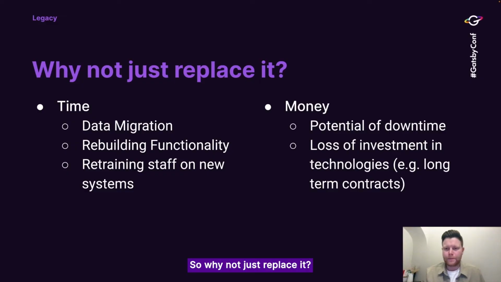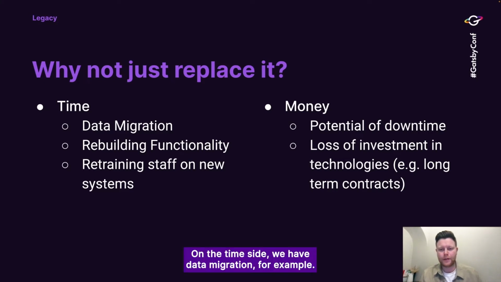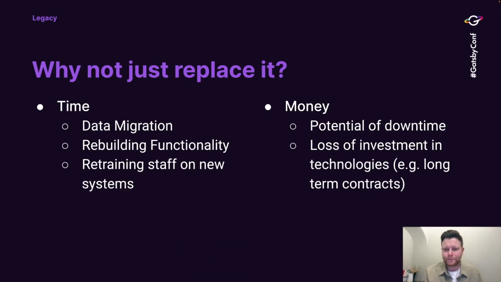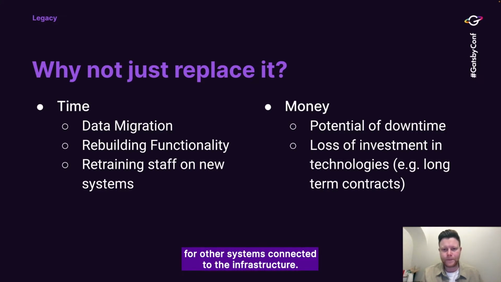So why not just replace it? These reasons, like many other things in life, always come down to either time, money, or both. We have a few examples here. On the time side, we have data migration, for example. In a legacy backend, there could be years of data which needs reformatting for an import to another system. Similar functionality could have evolved over years and require massive amounts of time to rebuild somewhere else, and have potential knock-on effects for other systems connected to the infrastructure. On money, we have issues like potential downtime, cases where companies might have lengthy contracts with current providers connected to their legacy site.